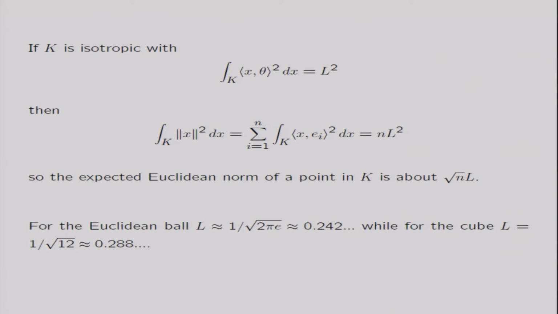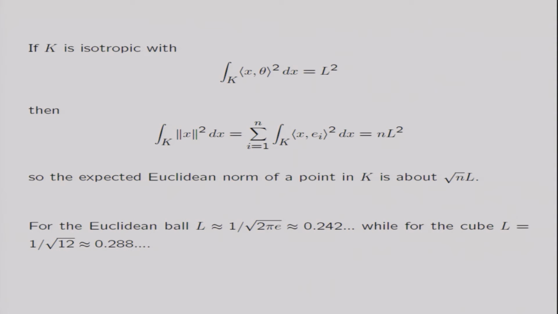Before I actually remark who it was, let me just point out that once we have this isotropic condition, we know the average radius of our set, the average radius of our random point in the set, because we can write the square of the length of x as a sum of the squares of the inner products of x with an orthonormal basis, and we apply the isotropic condition to each e_i, so we just get n times L squared. In other words, the root mean square Euclidean norm of a point in this K is root n L. So the volume is 1, and root n times L is its typical radius.